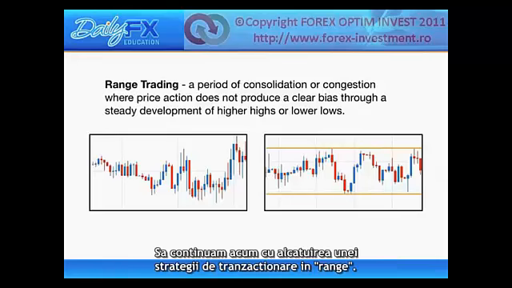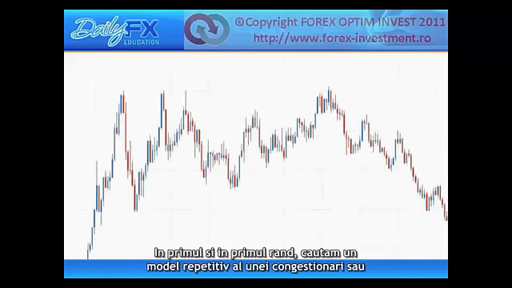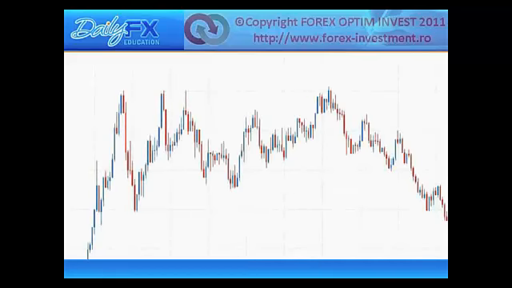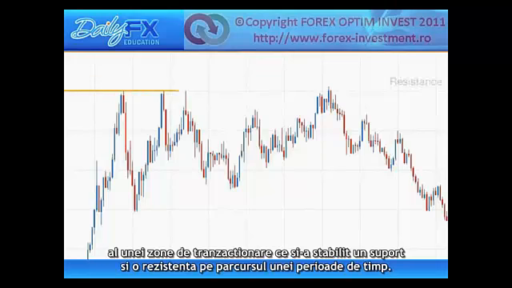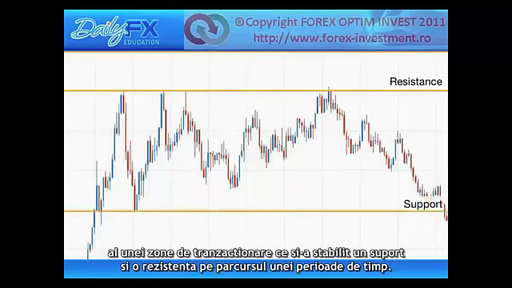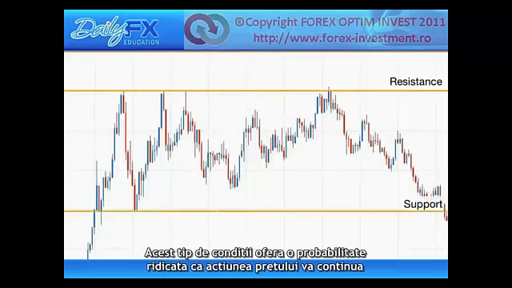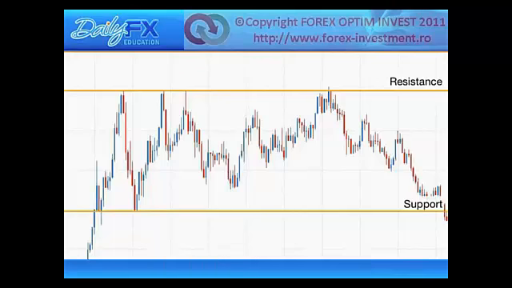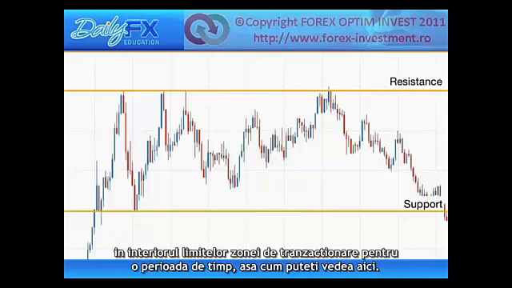Now let's move on to building a basic range trading strategy. First and foremost, we're looking for a repeatable pattern of congestion or a trading zone that has established resistance and support over a period of time. This type of condition provides for an increased likelihood that price action will remain within the trading zone for a period of time, like you can see here.